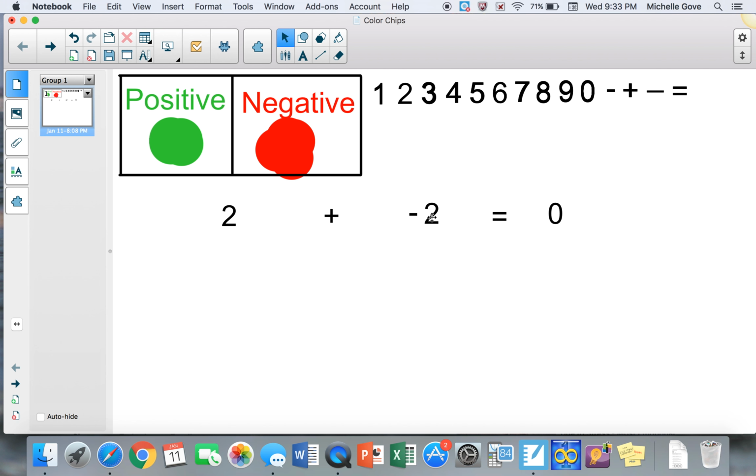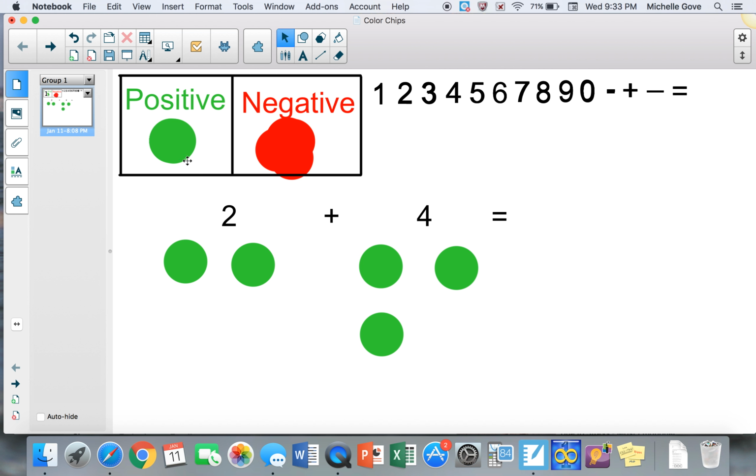So we could try this with a few different problems. We could start with 2 plus 4. Now both numbers are positive, so both will be represented by green chips. And we'll start with 2 greens plus 4 greens. And so we would have the children count them, and we would end up with 6.